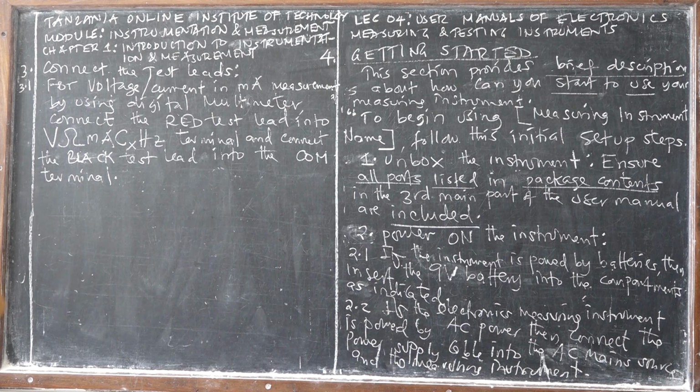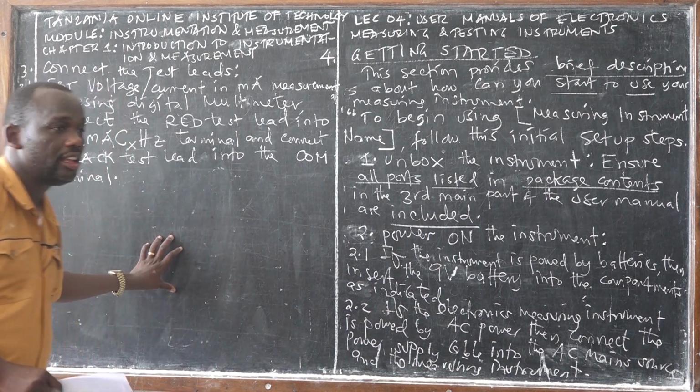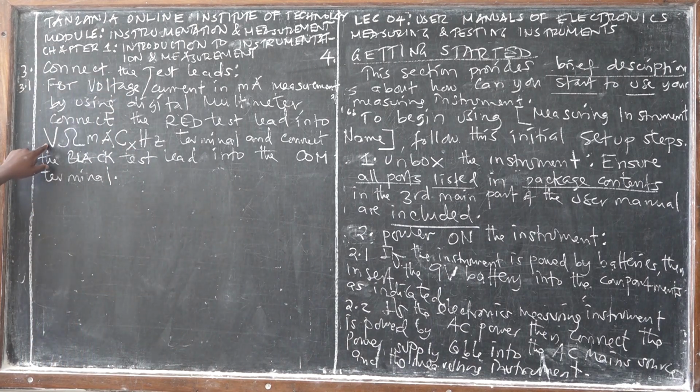Class, are we together? What is the meaning of this one? Say voltmeter. We'll discuss this in the 2nd chapter and 3rd chapter. Very interesting. I would like to ask you not to miss it, because you'll enjoy learning about the voltmeter. I think you have learned it in O level and A level, but we are going to learn it in a different way, especially from the perspective of engineering.